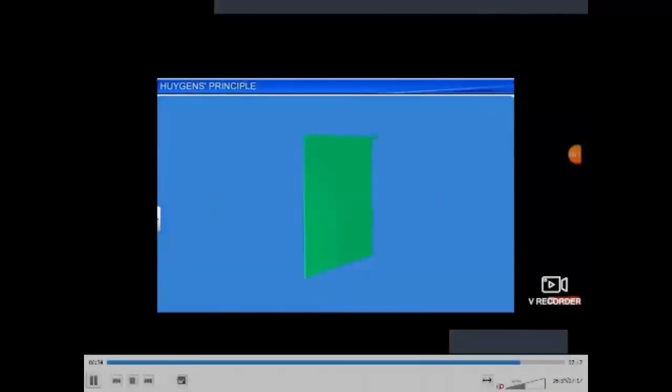So in the forward direction, the distance moved is v into t. In the backward direction it is considered as 0. The front tangent line joining here is the new wavefront.